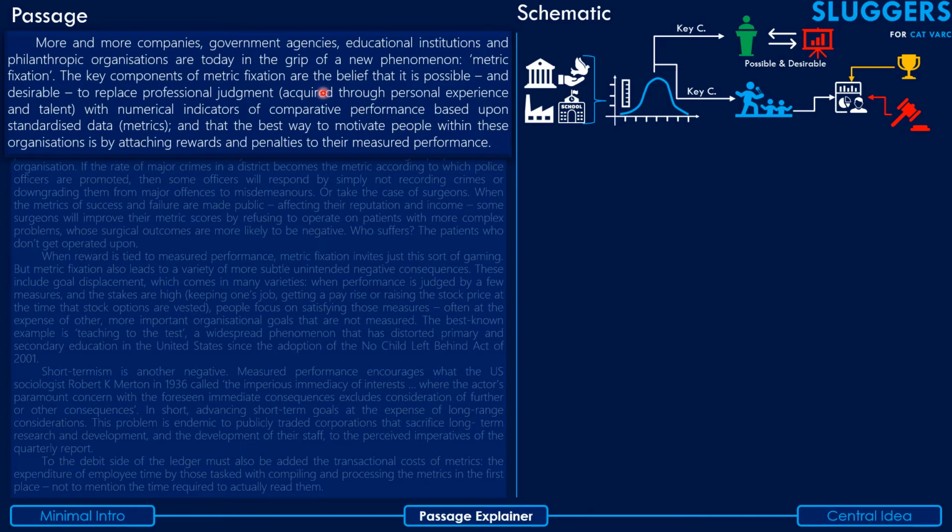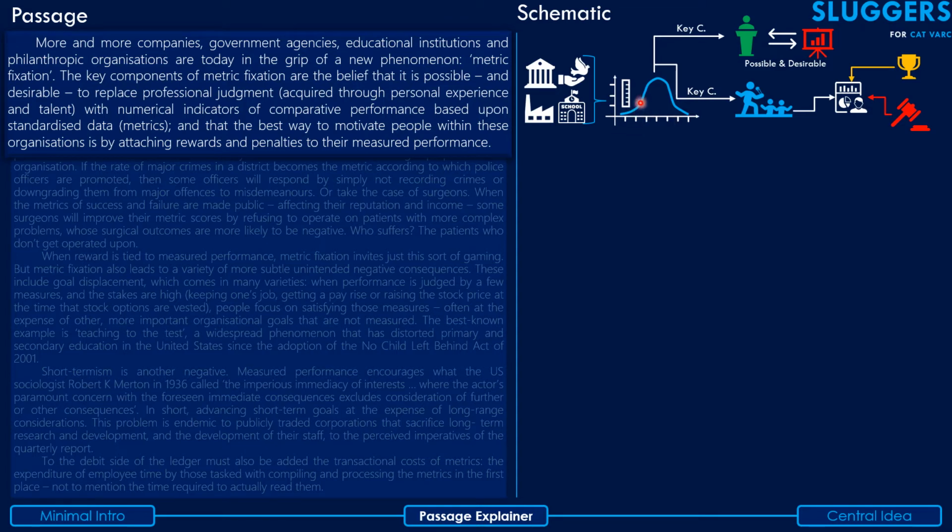That's the first paragraph. So essentially what the author has said in the paragraph is that most organizational entities like companies, government agencies, etc., they are these days in the grip of the idea of metric fixation, right? And then he goes on to briefly describe the two key components of this idea of metric fixation. Now, what is metric fixation?